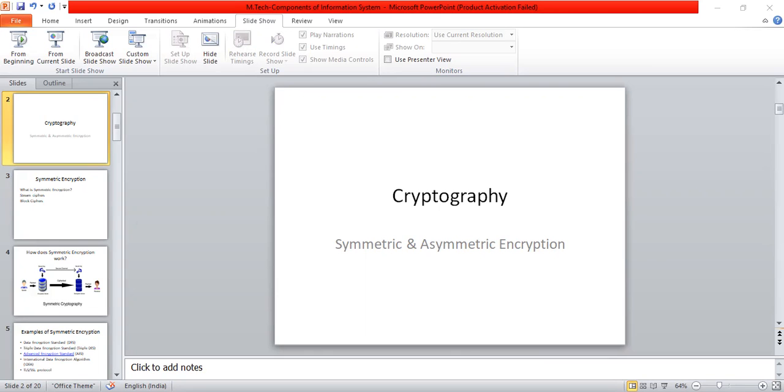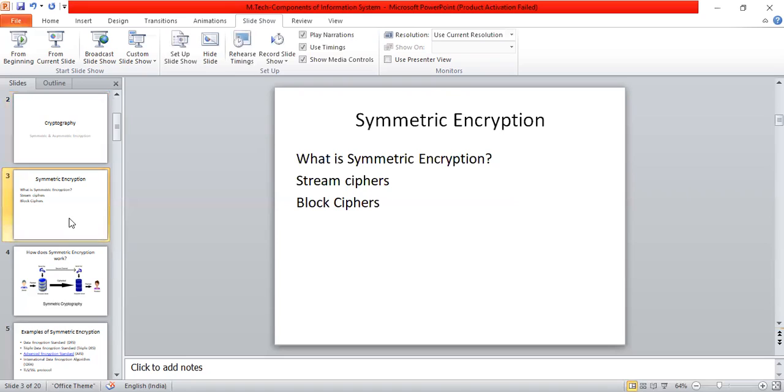There are two main types of cryptography: symmetric key and asymmetric key. There are two main forms of data encryption used today: symmetric encryption and asymmetric encryption.